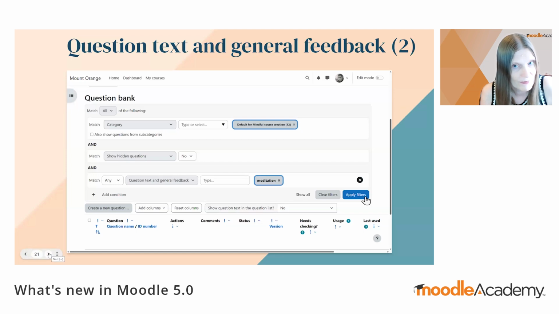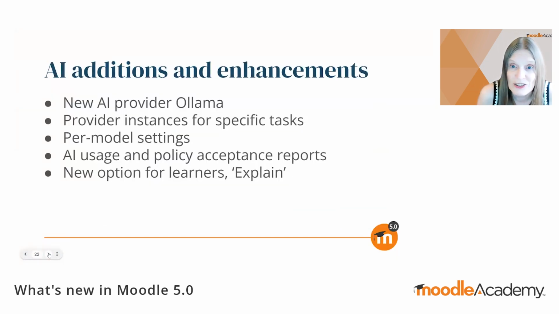Moving on, artificial intelligence, AI, additions and enhancements. So we now have a new AI provider, Ollama. In Moodle 4.5, we had OpenAI and Azure. Now we have Ollama. You can also use the same provider to do specific tasks, which we'll look at in a moment. And you can have settings per model, so model-specific settings. For the administrator, there are 2 new reports, AI usage and AI policy acceptance. And for learners, mainly, though it's available to anyone, there is a new option, explain.